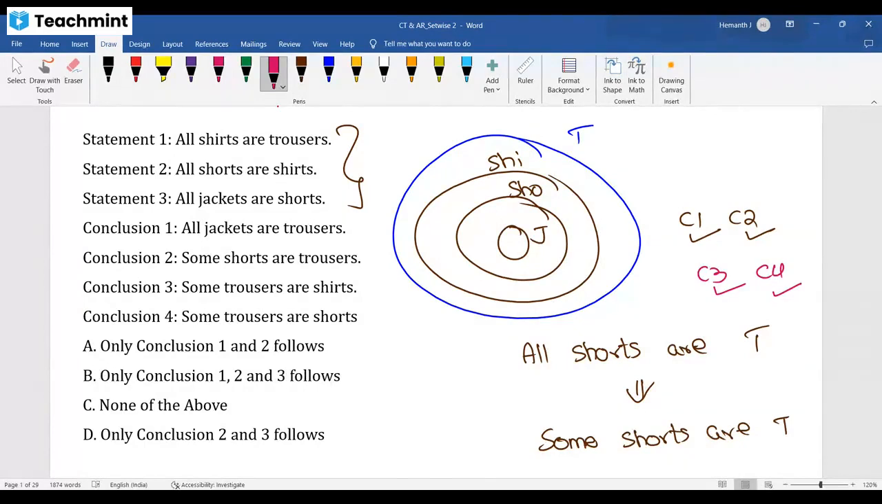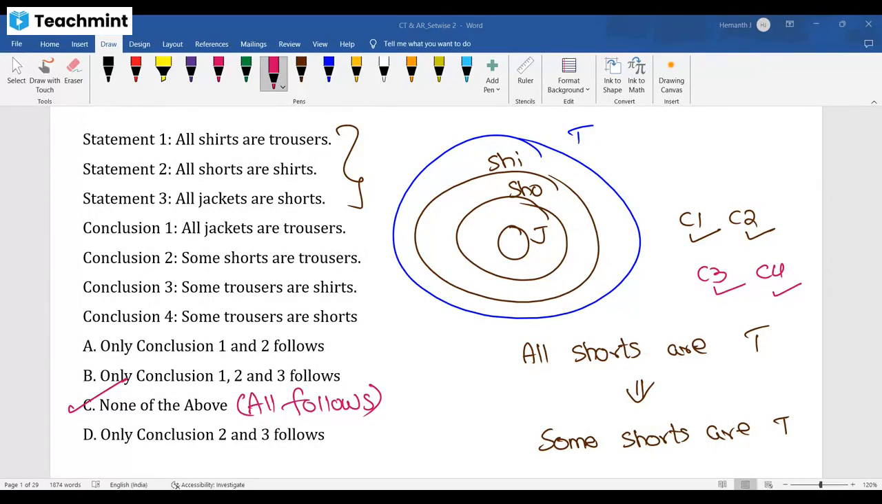What's there? All jackets are shorts. All shorts are shirts. All shirts are trousers. This is all and some. All jackets are trousers, definitely true. No second thought. Some shorts are trousers, correct. Some trousers are shirts. Some trousers are shorts, correct. Okay, none of the above, because all follows is the answer. Answer must be all follows. You draw any number of diagrams, still you will get all follows. All follows is the correct answer.